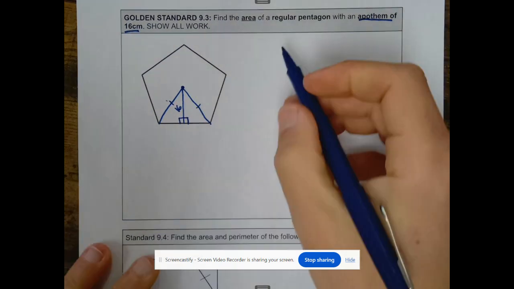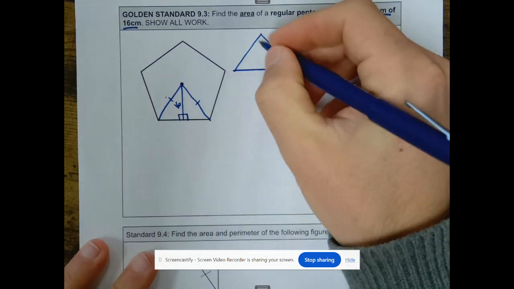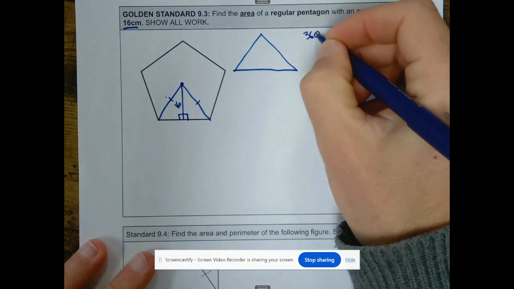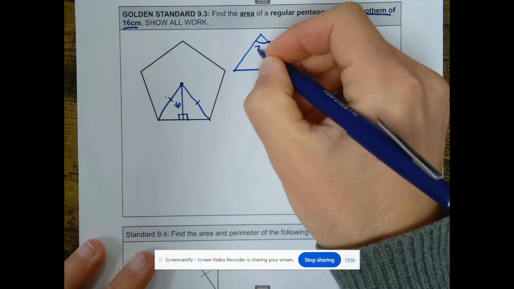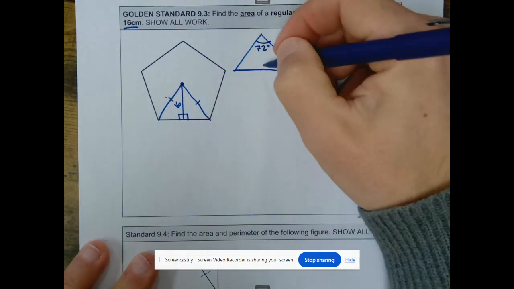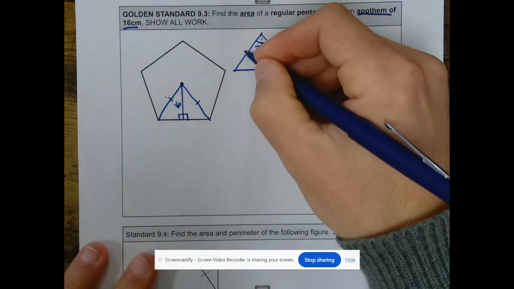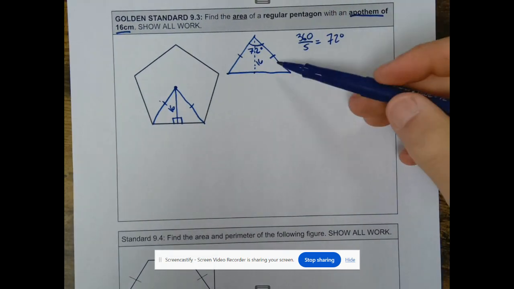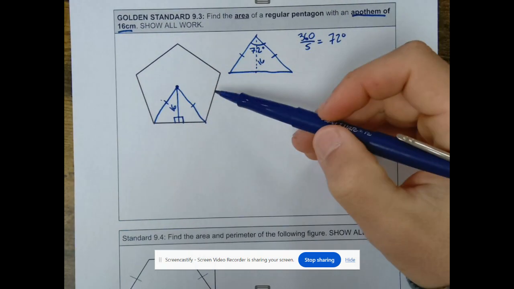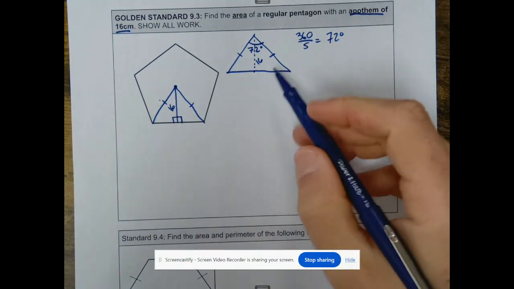So let's take this triangle and think about it up here. Now, what else do I know about it? I know my central angle is 360 divided by 5, so that's 72 degrees. So this angle up here is 72 degrees, and this apothem right here is 16 centimeters. These two sides are congruent. What do I need here to find the area of this triangle? If I can find the area of this triangle, I've got it. What am I missing? I'm missing the base. So to do that, I need to solve for a side.